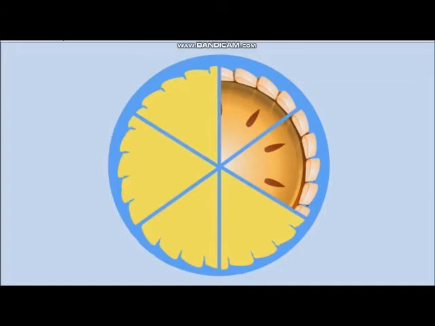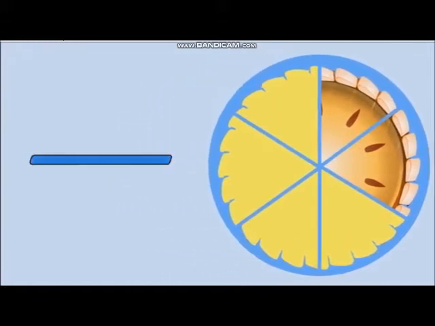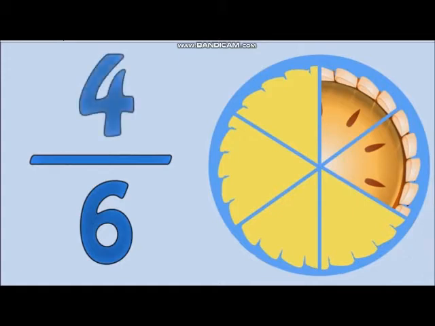And we are removing 4 equal parts from this pie. So what will be the fraction of this pie now? It will be 4 upon 6. In the denominator part we will write 6 because there are 6 equal parts, and in the numerator part we will write 4 because we have taken 4 parts from this pie. So the fraction of this pie is 4 upon 6.